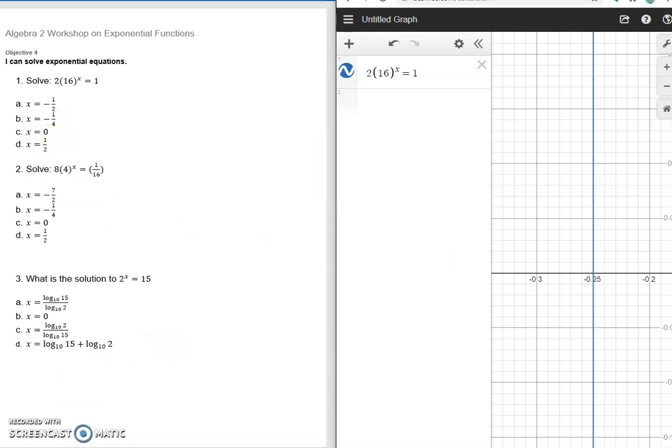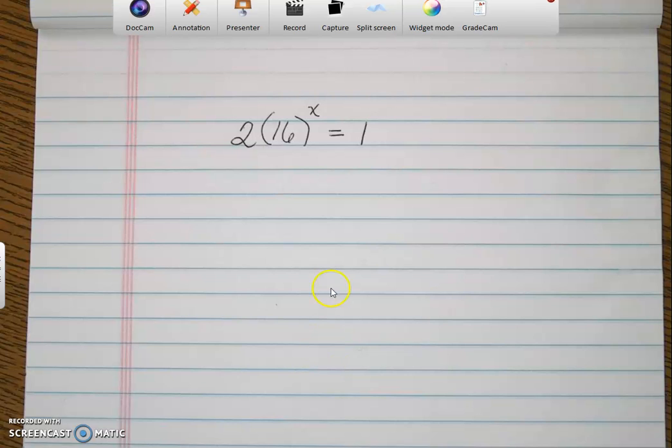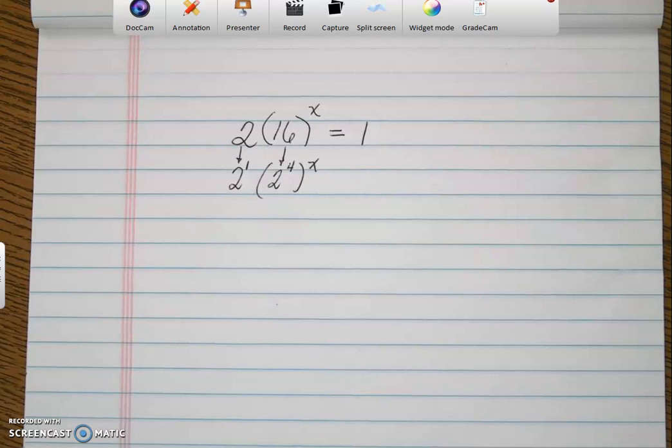Now, let's do this by hand. You already know that to be able to solve for x, all the bases must be the same. And so, I'm looking at the 2, and I know that I can express this all in terms of 2. 2 to the power of 1. 16 is 2 to the power of 4. Put the parentheses and copy the exponent x. Copy the equal sign.